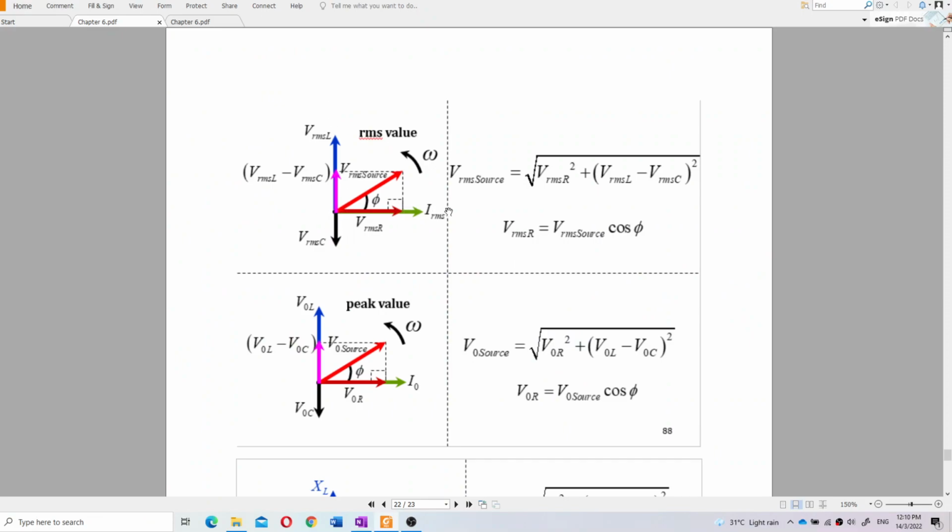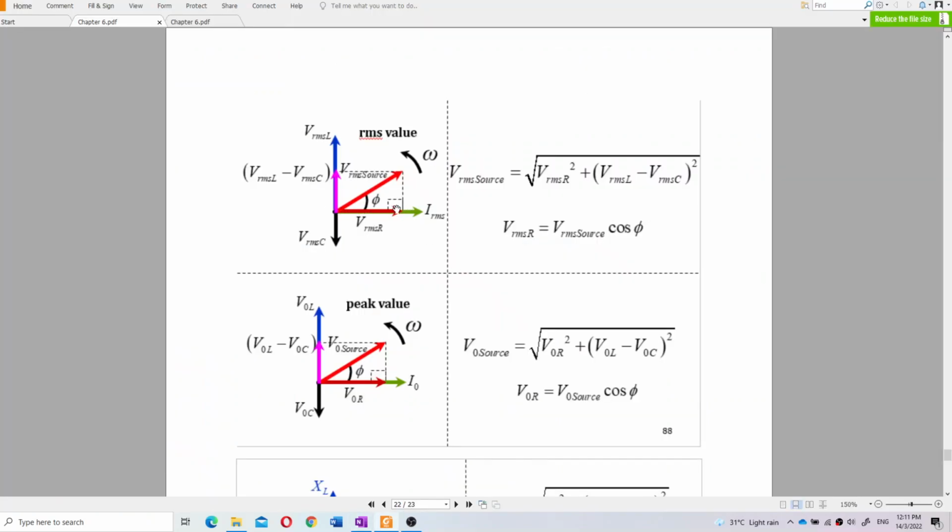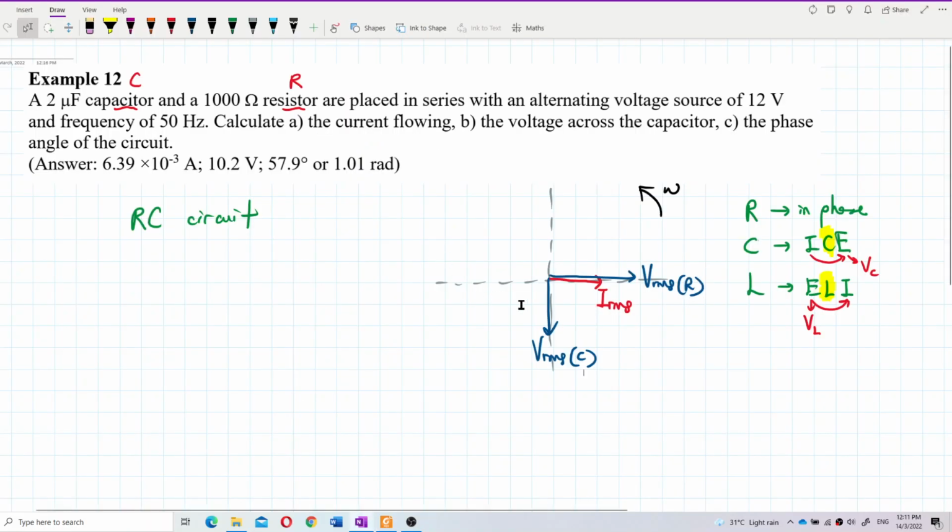So it's always VL at the top, VR at the x-axis, VC at the bottom. Since in this circuit we only have resistor and capacitor, you only have VR and VC. For capacitor, current is leading voltage, so the current IRMS leads the capacitor voltage. The capacitor is behind the current, because the rotation is anti-clockwise. I hope you understand. We don't have VL, because this circuit only has capacitor and resistor. There's no inductor. Okay, so this is the diagram.